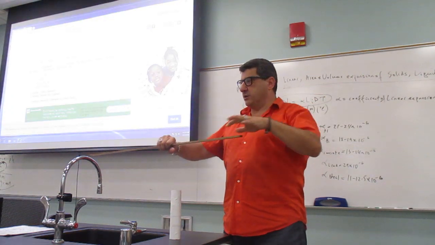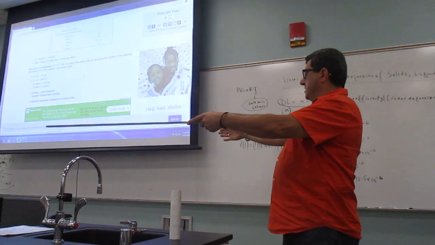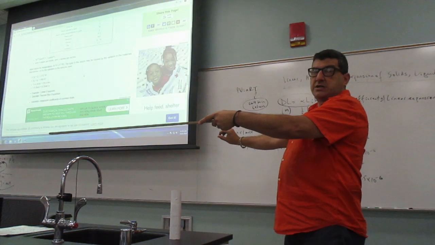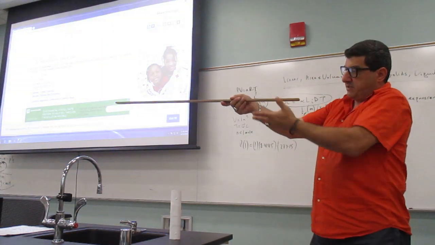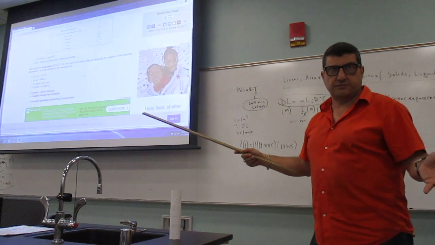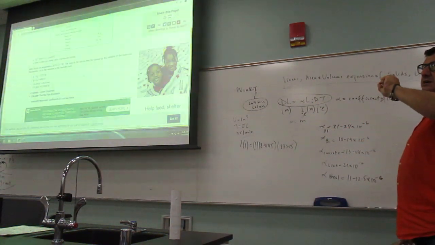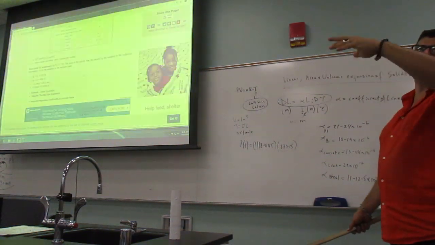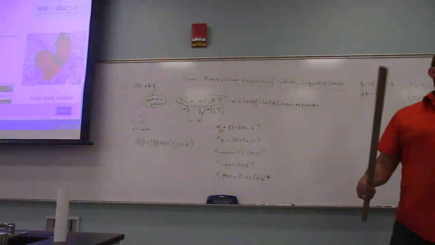So you can almost assume that this is expanding mostly in the length direction. But if the wood was more like a surface and the thickness was small, then it dominates in the length and the width. But if it's a box, then it's going to be three-dimensional.